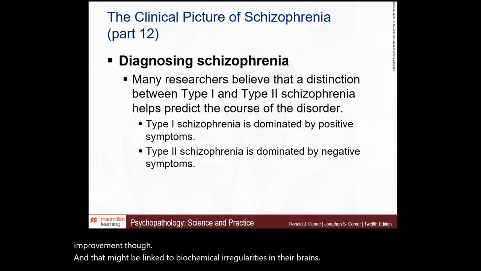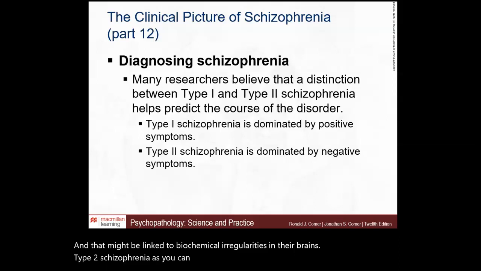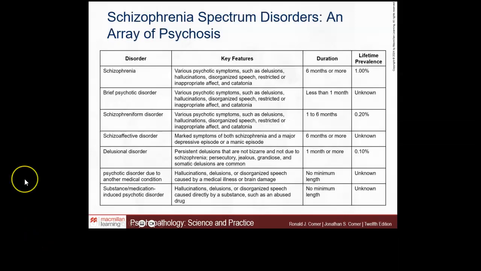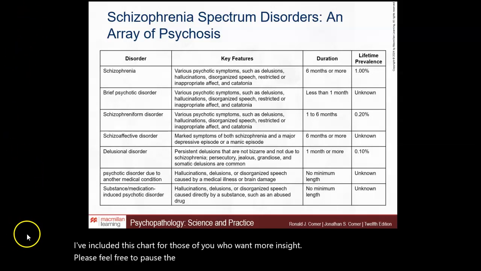Type 2 schizophrenia, as you can see, is dominated by negative symptoms. They may be tied largely to structural irregularities in their brain. I've included this chart for those of you who want more insight. Please feel free to pause the slide and gather the information that you are seeking.